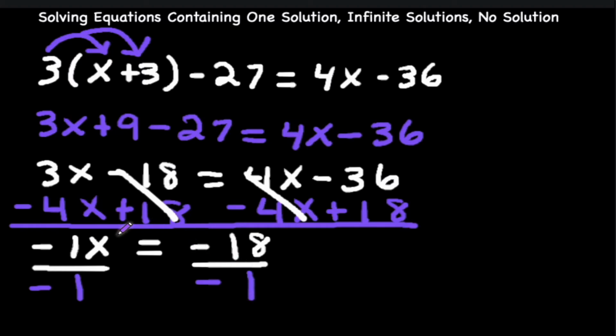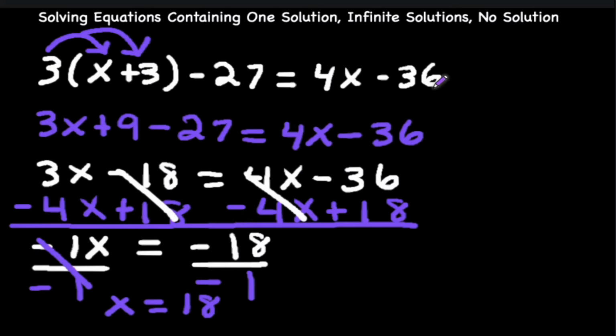Okay, so when you do that, if you notice, negative 1 divided by negative 1 cancels, so we're left with exactly 1x equals, and negative 18 divided by negative 1 is positive 18. So now you can go ahead and check the equation to make sure the solution of 18 is correct. However, I will leave that up to you to do, and I will leave the answer in the description below.